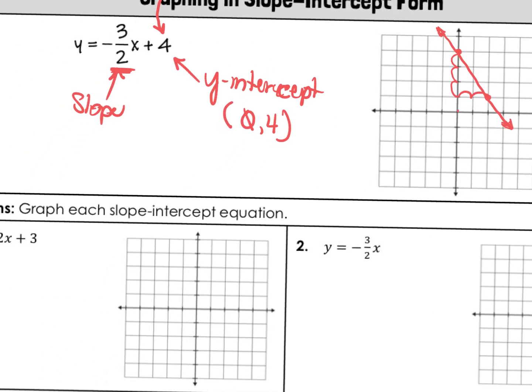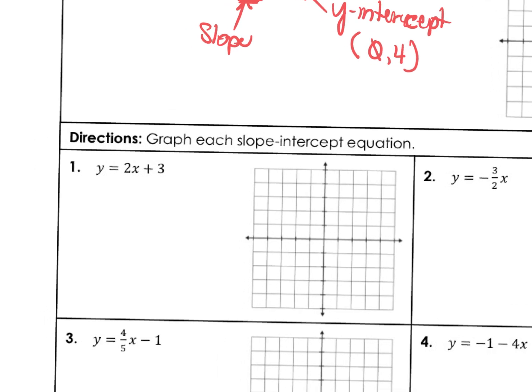Let me do one more example for you. In this example, 2 is your slope. Remember, the slope has to always be a fraction. So you're going to put that over 1, and that is the slope. And 3 is your y-intercept. We're going to graph that at 0, 3.